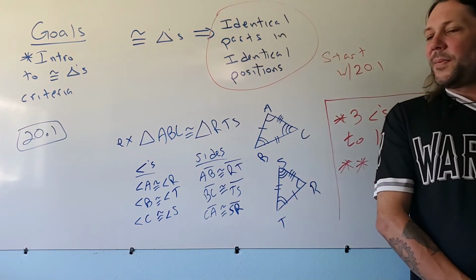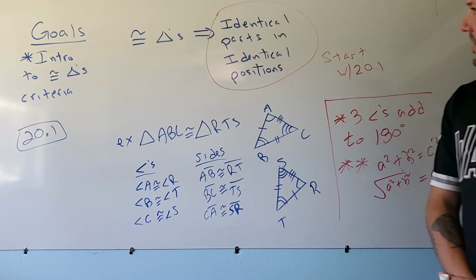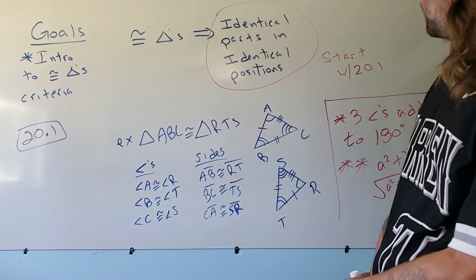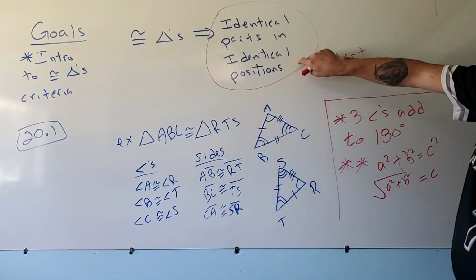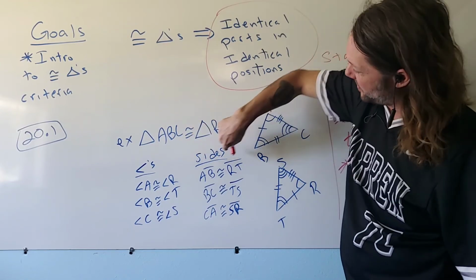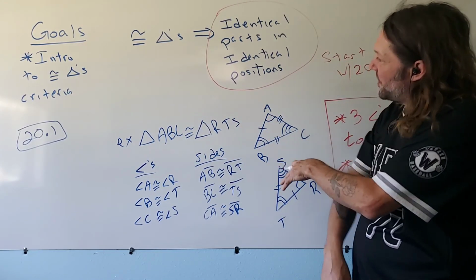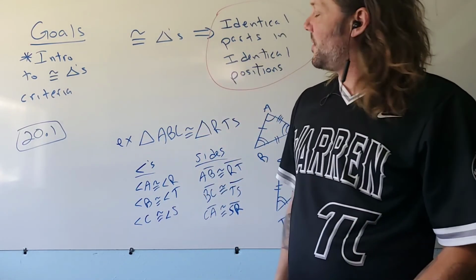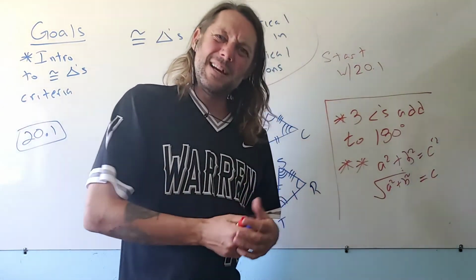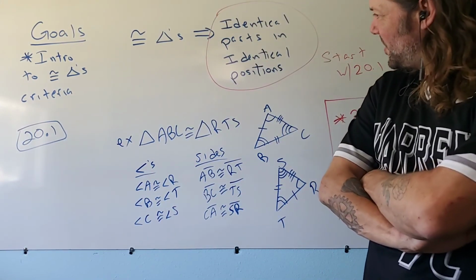I don't know off the top of my head, and I didn't write it down, what problems I'd like you to do from 20.1. But again, we're starting with this. And if all the parts are identical and they're next to the same things, we can then conclude that the triangles themselves are congruent. So I think it's a pretty simple idea. So let's try our best to do these problems.